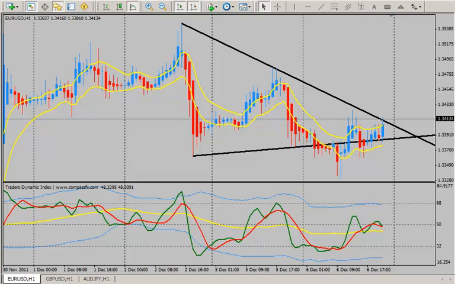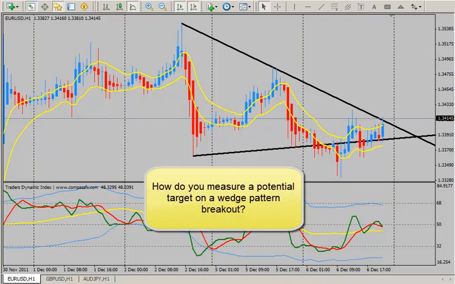Today I want to answer a question regarding reading the charts, specifically about a chart pattern known as a wedge. A wedge is kind of a triangular type format. Oftentimes it could be symmetrical, or it could be a little bit asymmetrical, a little bit off one way or the other, as you see here in the euro-dollar chart. And the question pertains to a breakout of a wedge pattern. Specifically, how do you measure a potential target on a wedge pattern breakout?